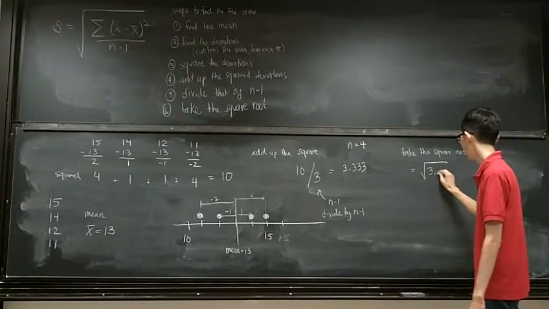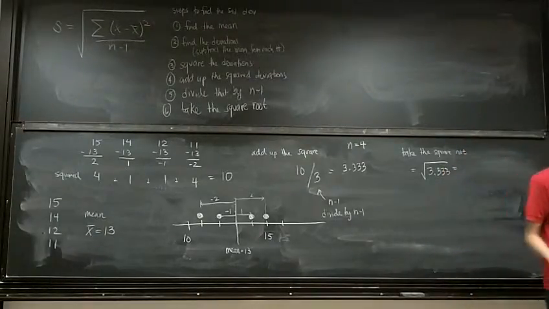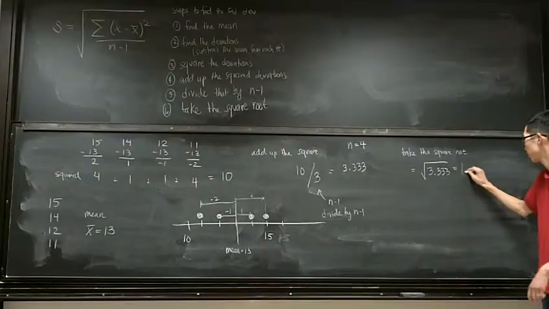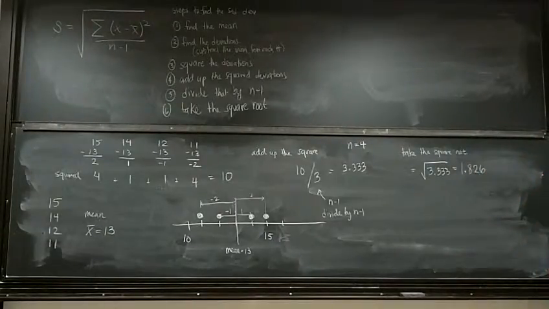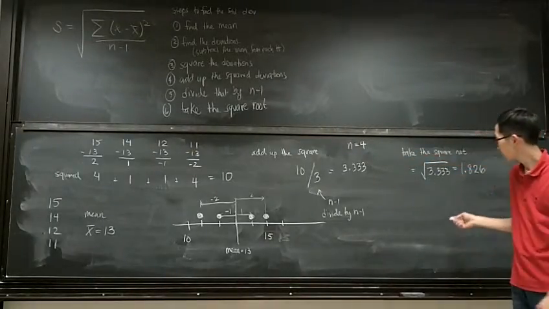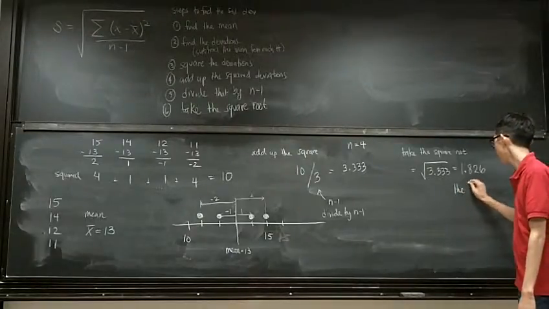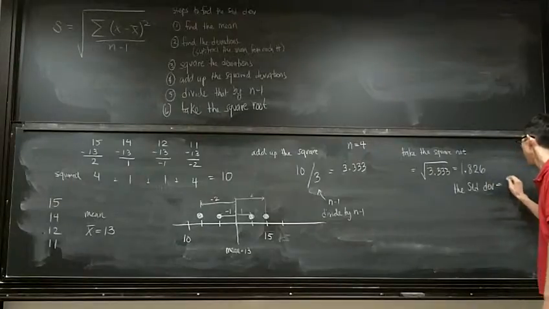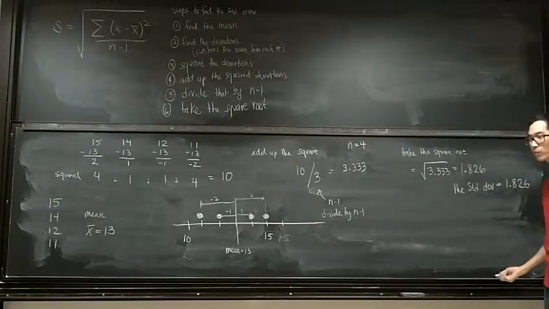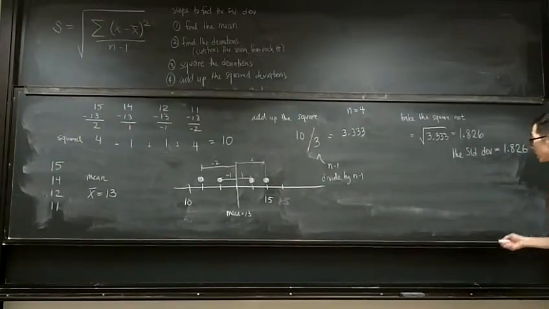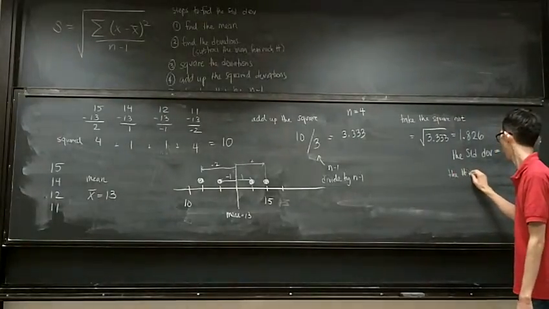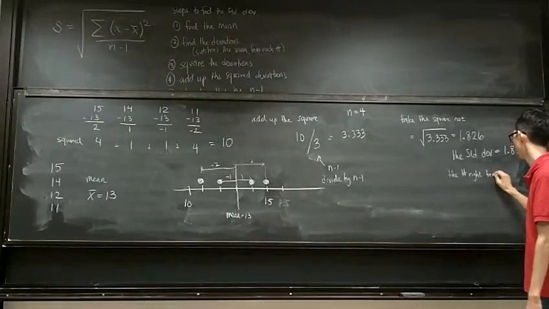So I get the square root of 3.333, which is 1.826. Yeah, 3.333 is our variance. So this is my standard deviation. The standard deviation equals 1.826. The number right before you take the square root, that's called your variance.